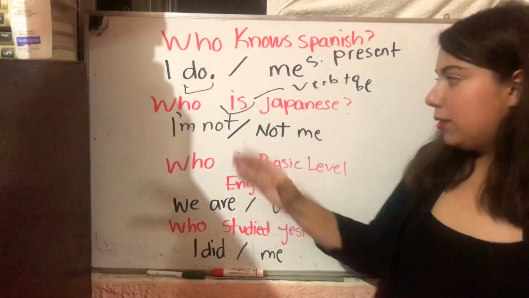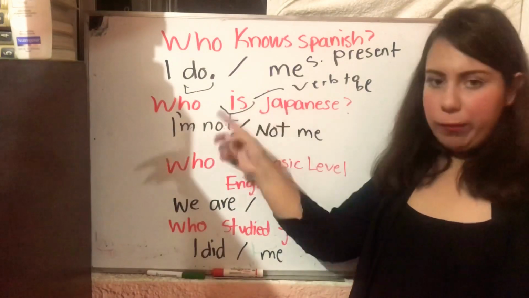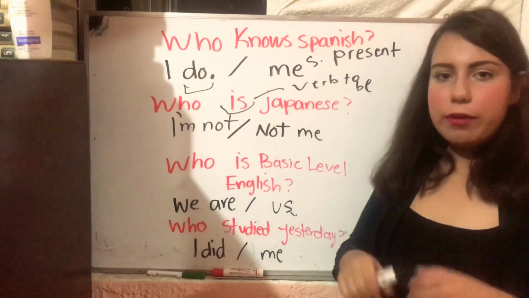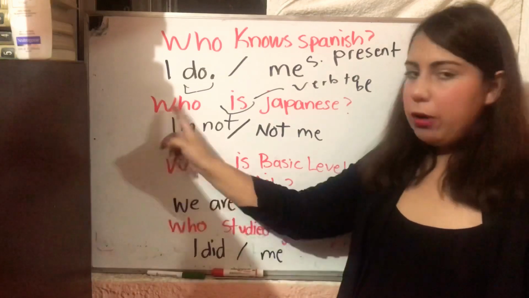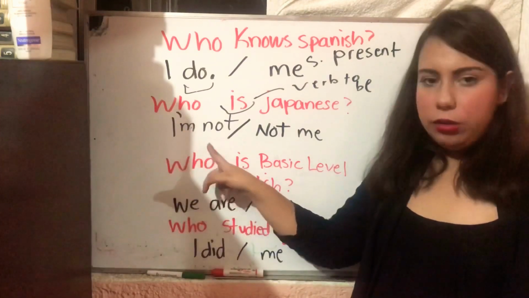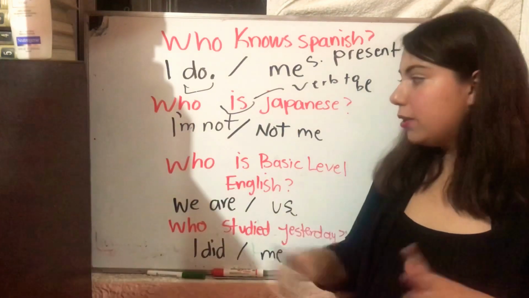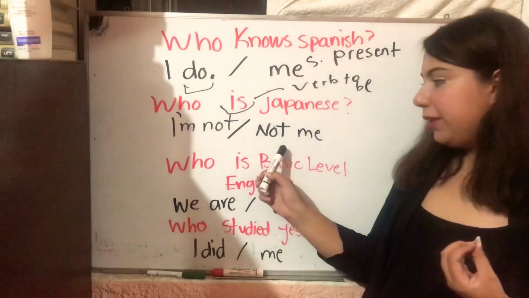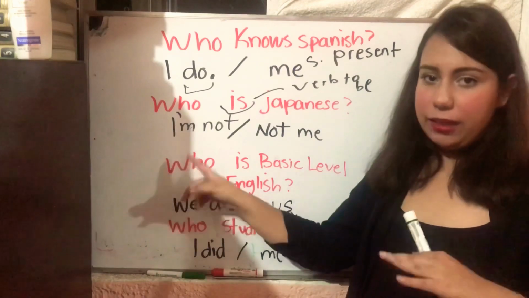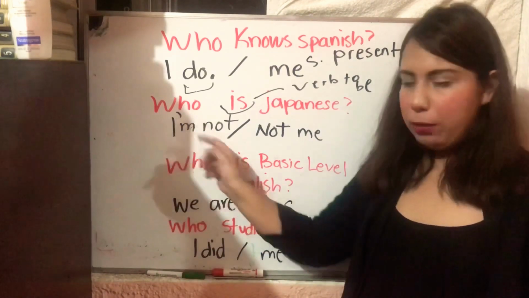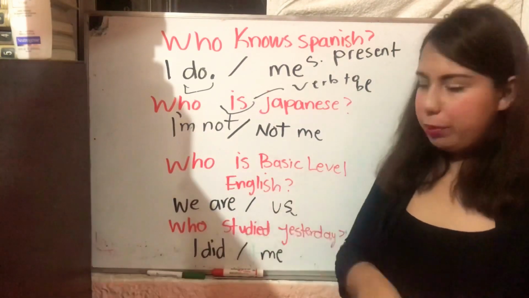Now same thing here. Who is Japanese? Here I have the verb to be. Remember, verb to be is am, is, or are. But since we're talking about I, we could say "I'm not," negative, unless you're Japanese. I'm not, or "not me." So here, if I say "I'm not," I need a verb. What is the verb? Am. And with "not me," no verb.